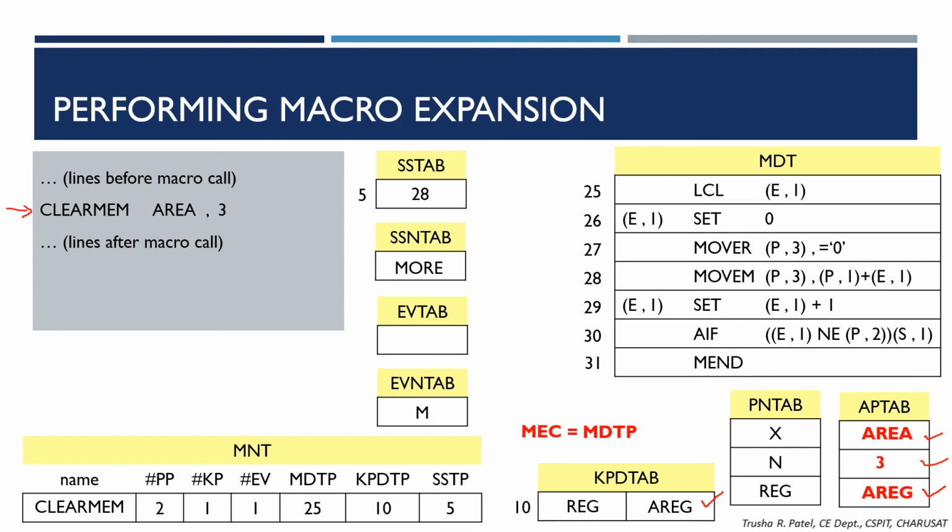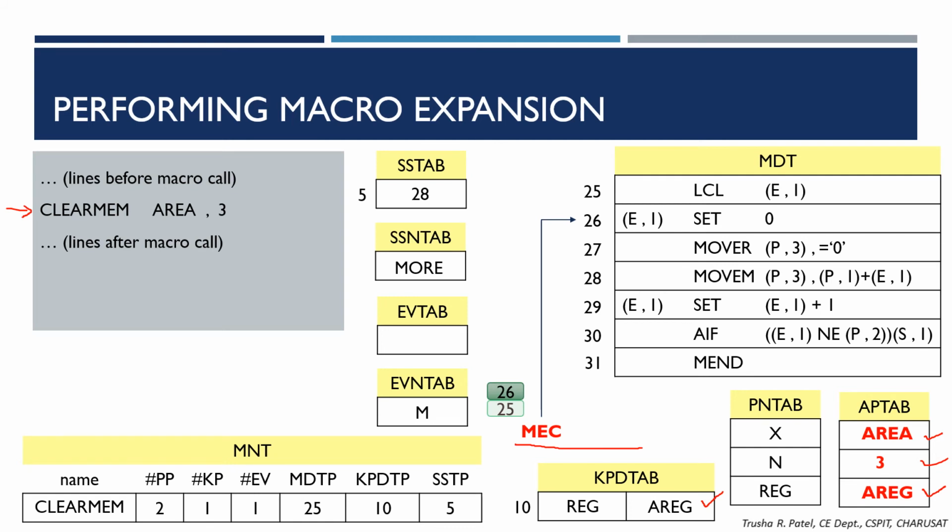Now it will start expansion. So it will initialize the MEC, that is the macro expansion counter, with the value of MDTP. So MDTP we can fetch from the MNT, and that is 25. So MEC is initialized with 25, that means it is pointing to memory location 25, right? Now at memory location 25 we have an instruction LCL, expansion time variable 1. So that one variable we already used.